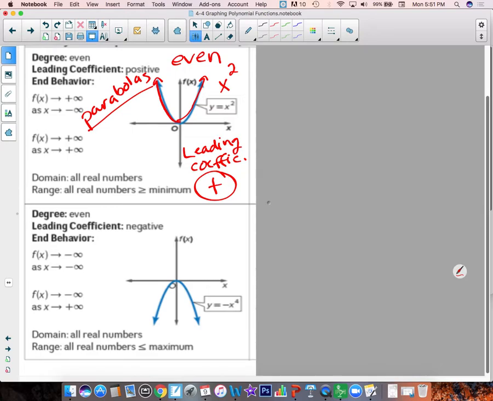Now looking at the one below here, both of these are going to negative infinity. That follows this over here. They're both going to negative infinity, right here and right there. That's saying both of my values for the function are going to negative infinity. What do you think is special about the leading coefficient here? Since it's going down, that would mean that the leading coefficient is negative.